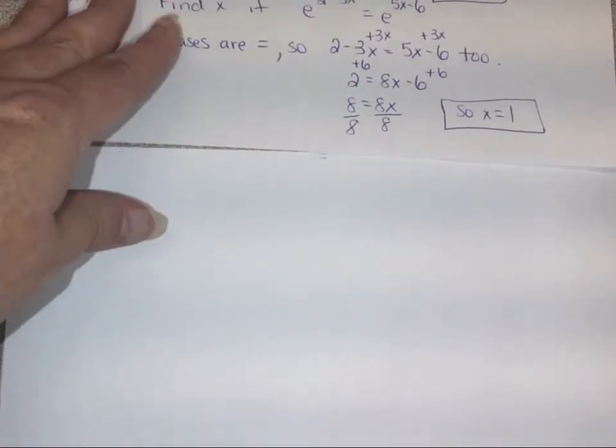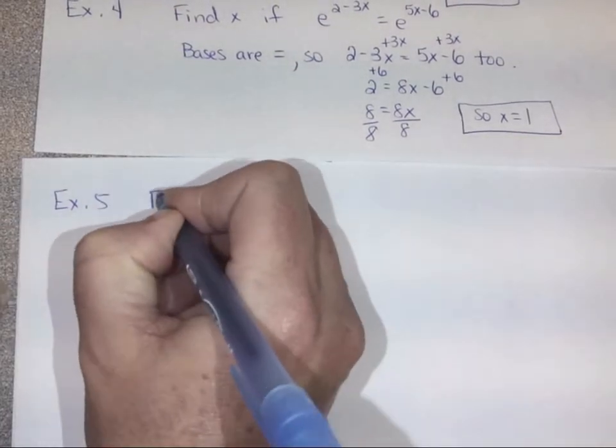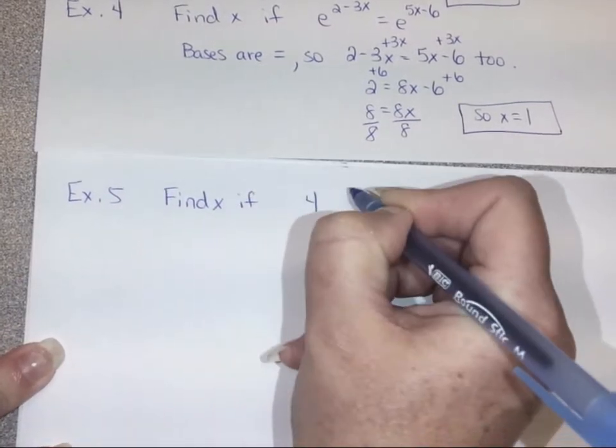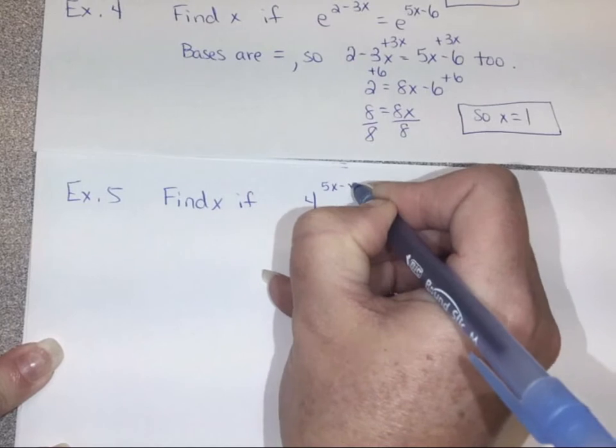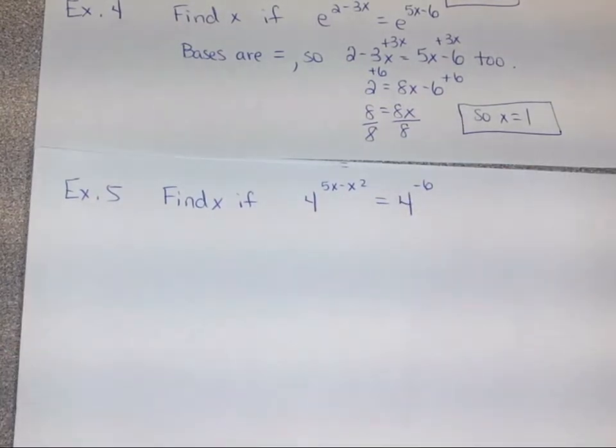All right, but what about when maybe we have exponents that just have a little bit more to them? So find x if we know that 4 to the 5x minus x squared power is the same as 4 to the negative 6 power. Again, make sure you're writing 4 big and then the exponent's tiny. Yes, 5x minus x squared is that first exponent.